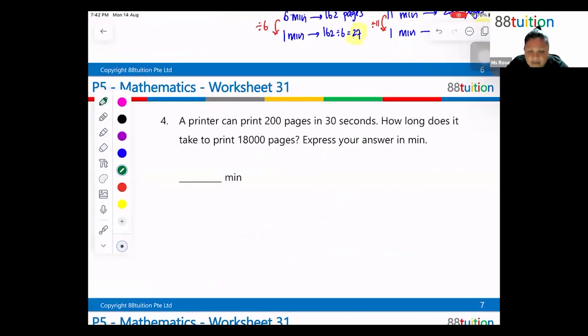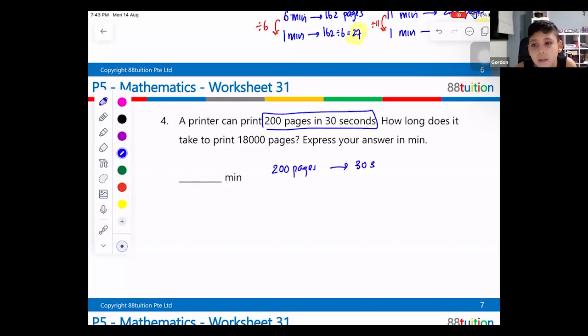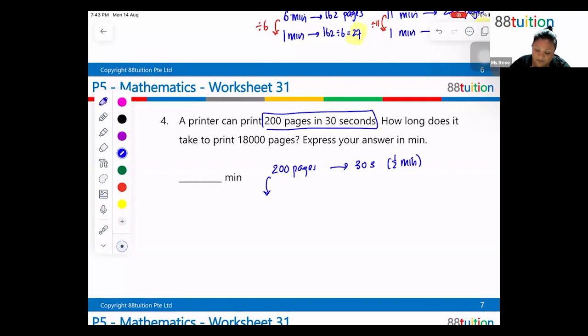So same process for number 4. We have a printer that can print 200 pages in 30 seconds. That means 200 pages, 30 seconds, which is also half a minute. Now, I want to make it into 1 minute, always per unit of time, right? So to find 1 minute, I have to times by 2. So 400 pages in 1 minute.